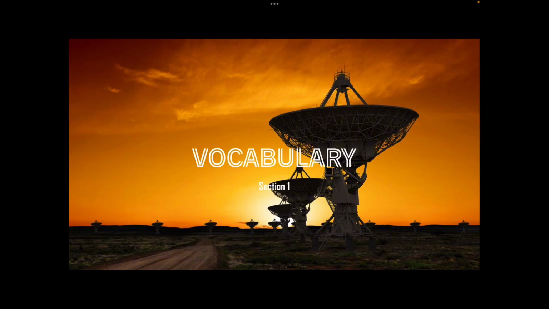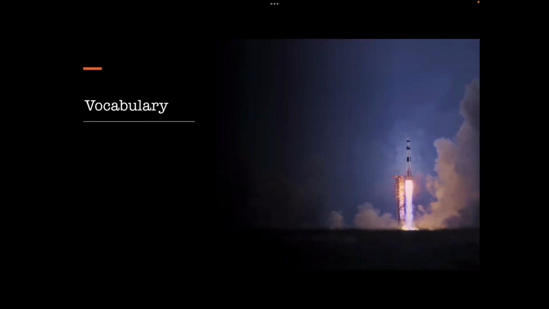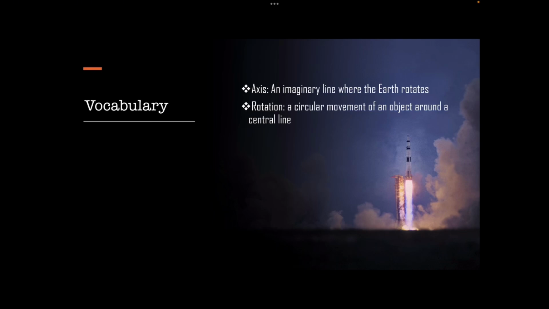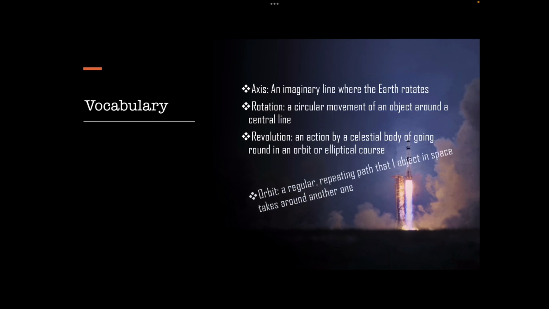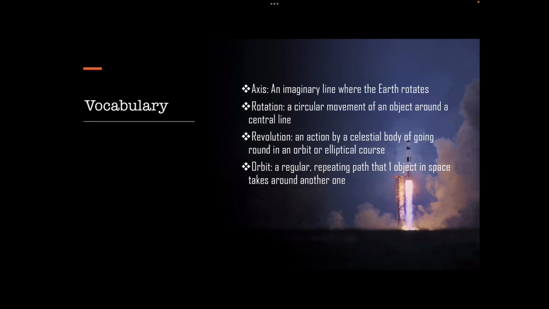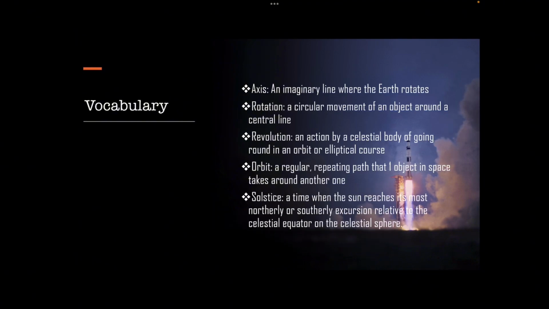Vocabulary. Section 1. The axis is an imaginary line where the Earth rotates. The rotation is a circular movement of an object around a central line. A revolution is an action by a celestial body of going round in an orbit or an elliptical course. An orbit is a regular repeating path that one object in space takes around another one. A solstice is a time when the sun reaches its most northerly or southerly excursion relative to the celestial equator on a celestial sphere.